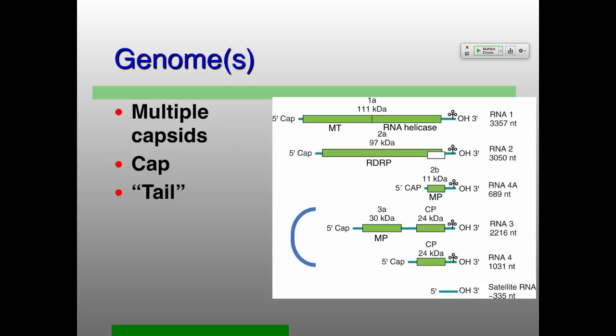Where are these guys replicating? Cytoplasm. So translation, everything's happening in the cytoplasm here. So this cap has to come from somewhere. It comes from this methyltransferase. And we'll see why we need this RNA helicase a little bit later on.